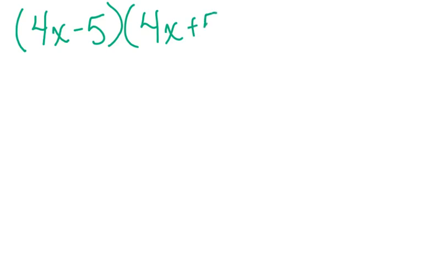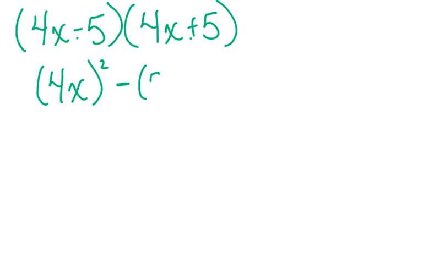Same thing goes if you have it, so like it's 4x minus 5 times a 4x plus 5. Okay, opposite signs in the middle here. So you're going to take your first term of 4x and square it. You subtract it with that last term squared. Again, this 2 has to go to both terms in here, so you get 16x squared minus 25.